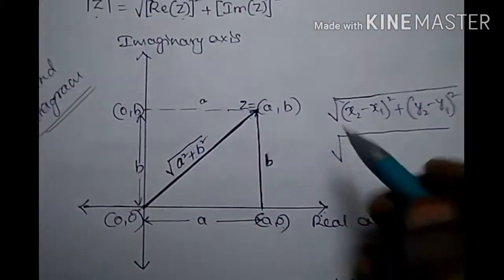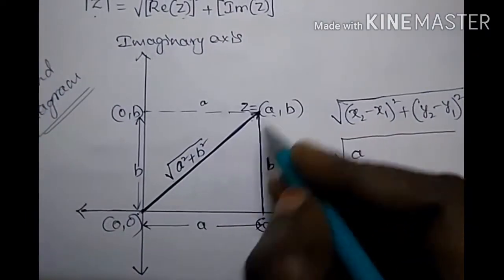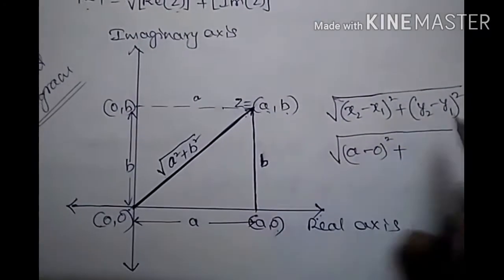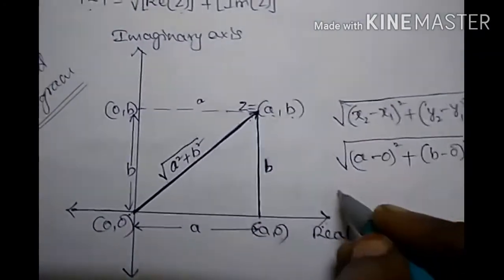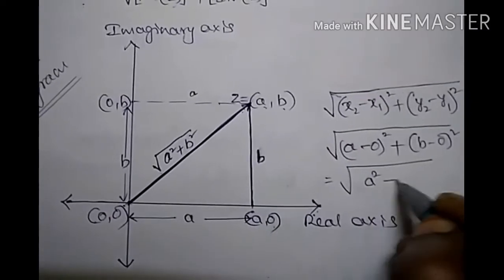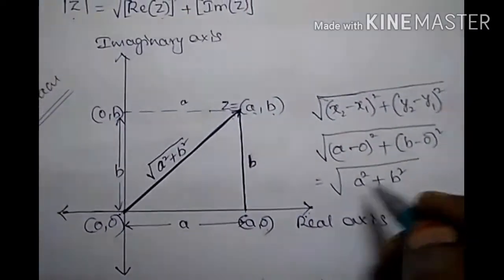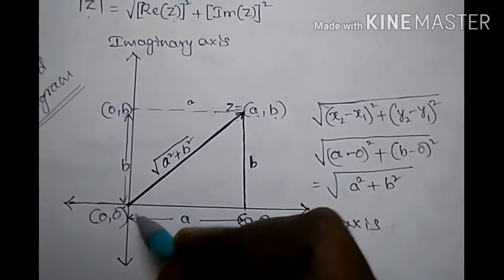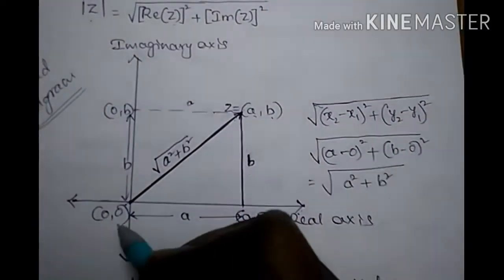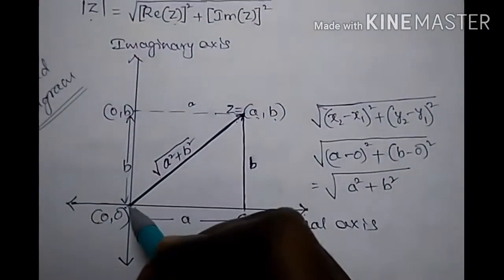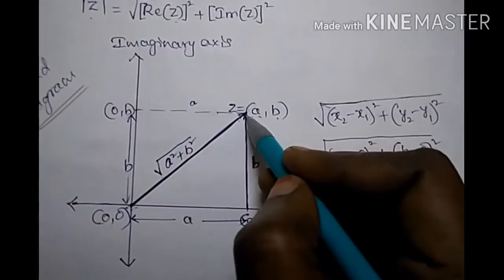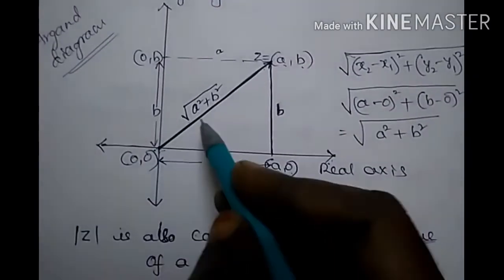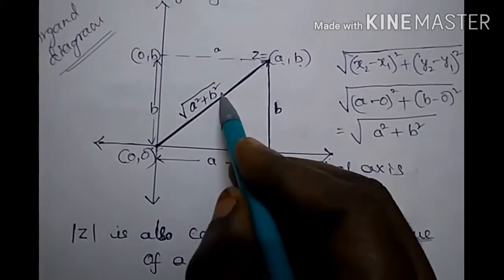Here x2 is a, and x1 is 0. So a minus 0 whole square plus b minus 0 whole square, that is equal to square root of a square plus b square. In this manner you get the absolute value of the complex number z equal to a plus ib. Absolute value is the distance from origin to the complex number z. So modulus of z is equal to square root of a square plus b square.